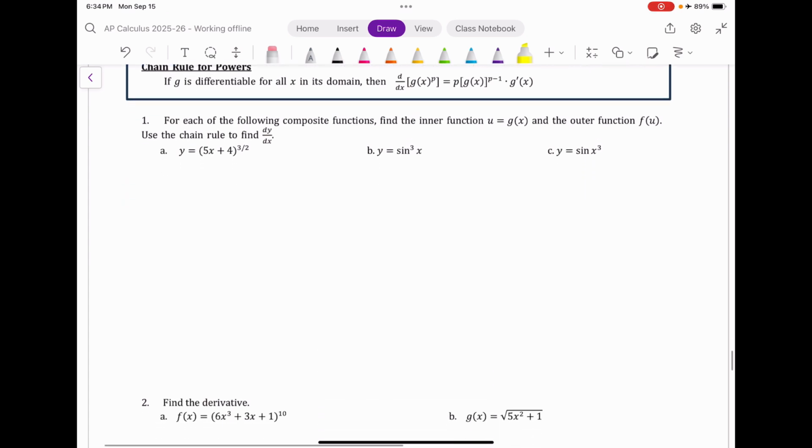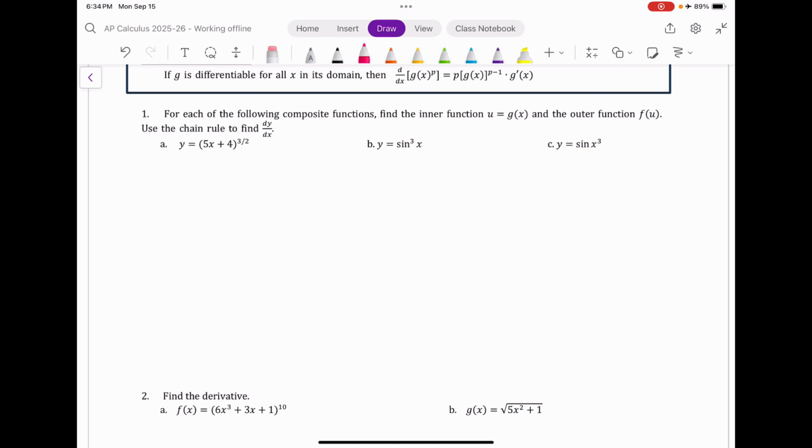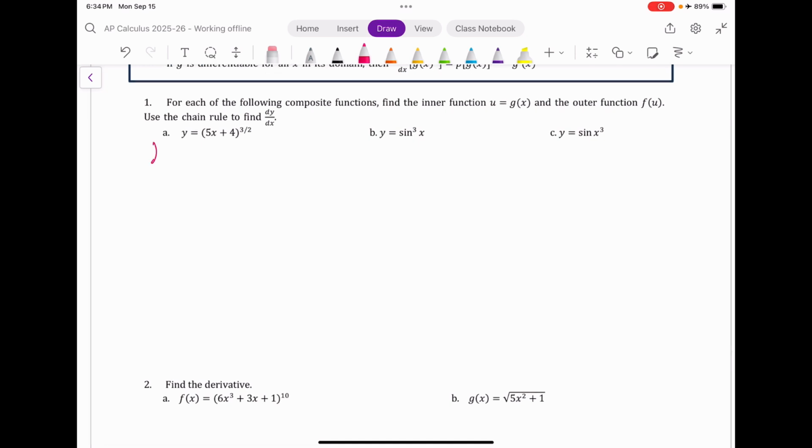So let's look at number one. Here we have this equation, and we're going to let u equal the inner function. So we're going to let u equal 5x plus 4. If we do that, we can see y would equal u to the 3 over 2. Now if we take the derivative of y with respect to u, applying the power rule, it would equal 3 over 2 u to the 1/2, because 3 over 2 minus 1 is a half, and then times the derivative of the inside function, u prime.